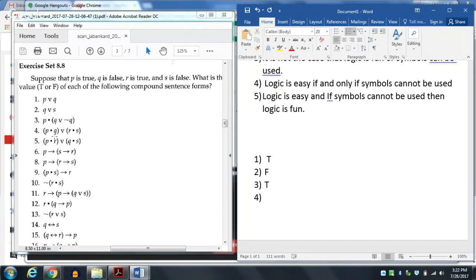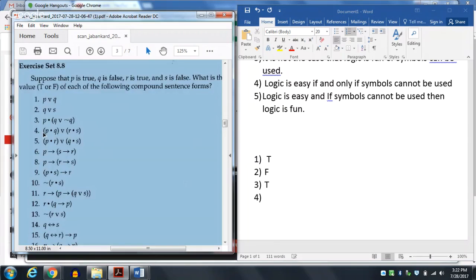Number 4, P and Q or R and S. Okay? The or is the major relationship. It's a disjunctive argument, right? That's the major one. One of these two has to be true on one side or the other, because remember, one has to be true and both can be.